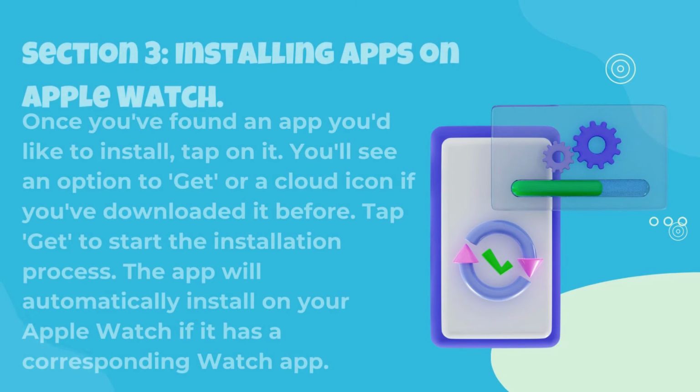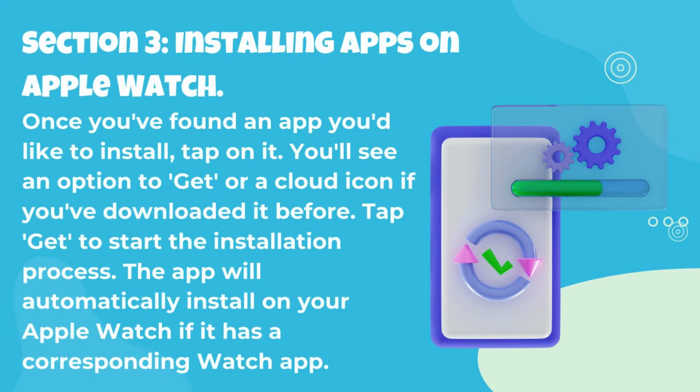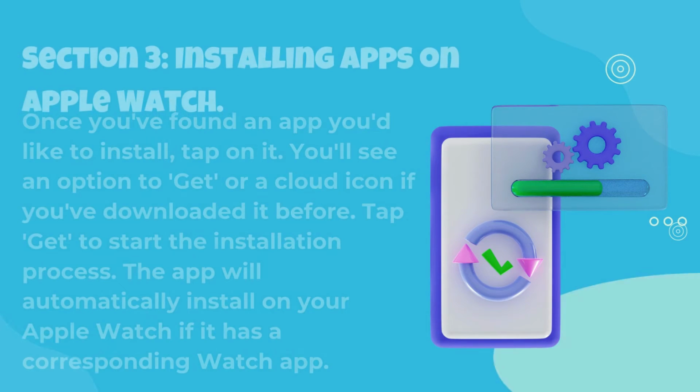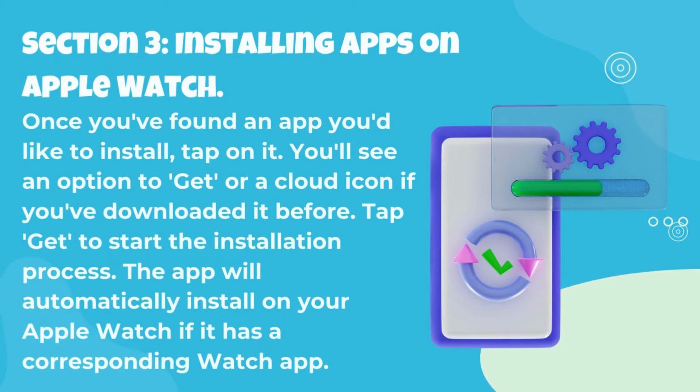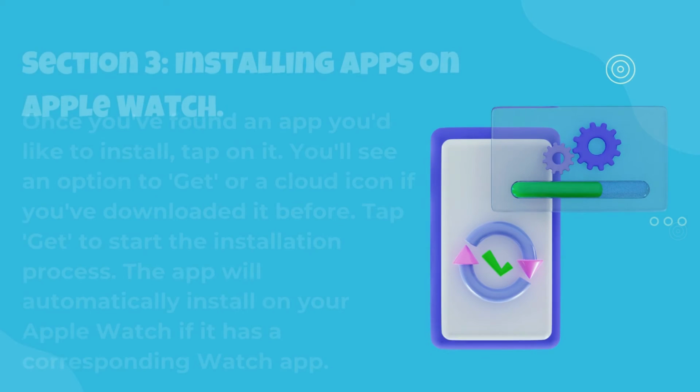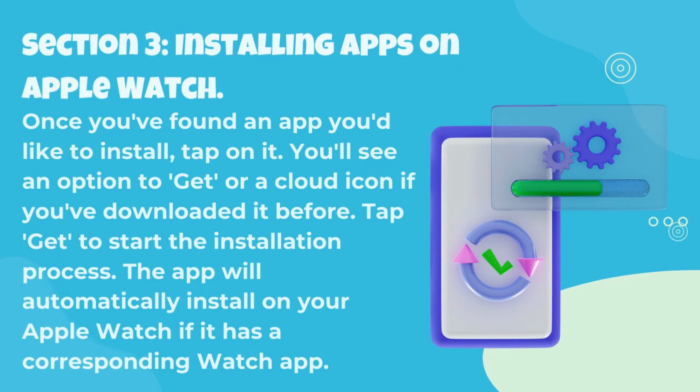Section 3. Installing apps on Apple Watch. Once you've found an app you'd like to install, tap on it. You'll see an option to Get or a Cloud icon if you've downloaded it before. Tap Get to start the installation process. The app will automatically install on your Apple Watch if it has a corresponding watch app.